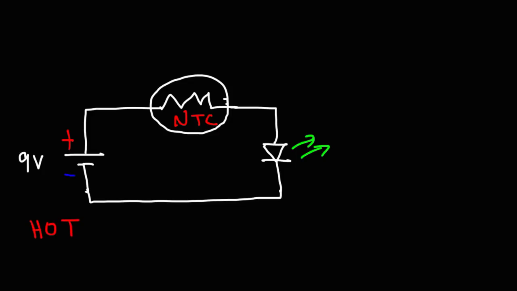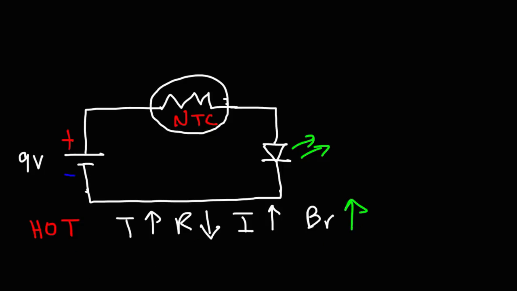So what's going to happen when the environment is hot? When the temperature increases, the resistance of the NTC device is going to go down. And when the resistance goes down at constant voltage, the current is going to go up. If the current in the circuit goes up, the brightness of the LED increases. Now let's see what happens in a cold temperature environment. As the temperature decreases, the resistance goes up. If the resistance goes up, the current goes down. If the current flowing through an LED decreases, the brightness decreases.